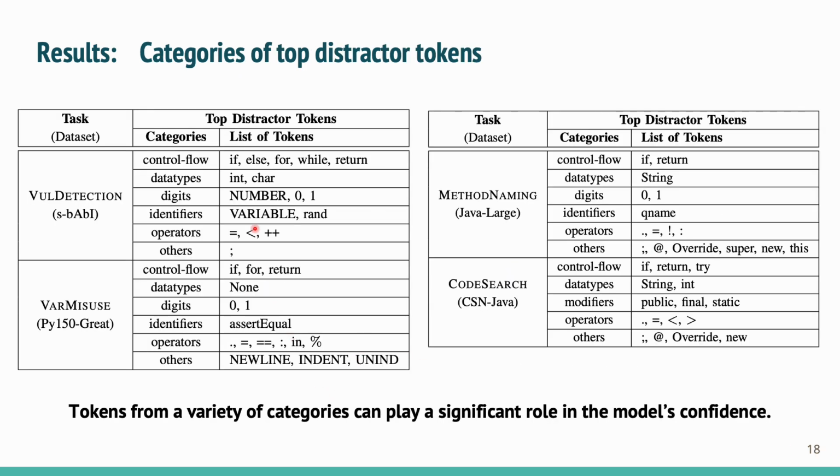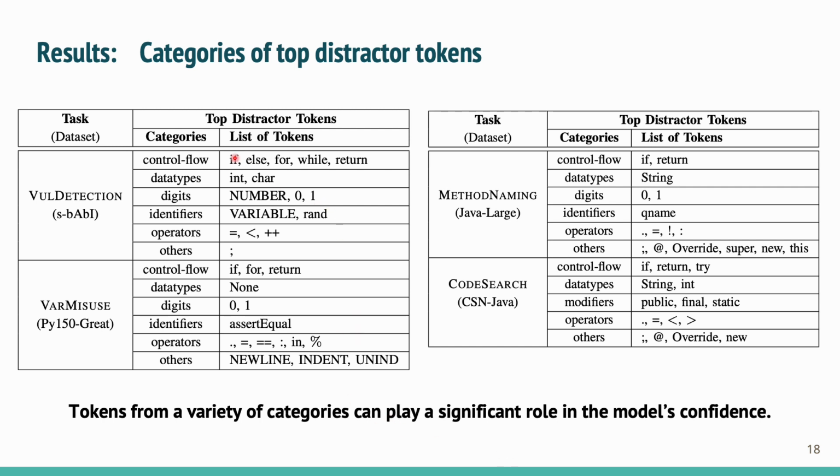We next study the category of distractor tokens that were removed from input programs in reduction steps. And this table shows such most popular distractor tokens. The vulnerability dataset was normalized and we have found a total of 16 unique tokens that were removed from input programs. Therefore, we also highlighted the top 16 common distractor tokens for other models and tasks.